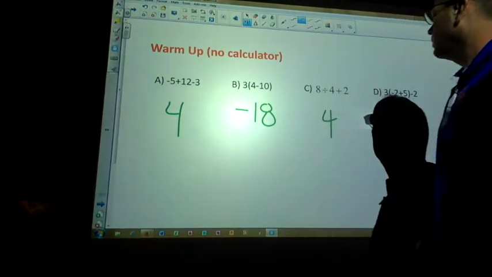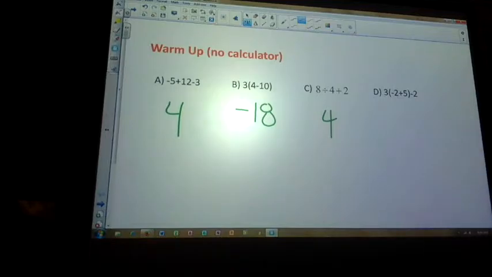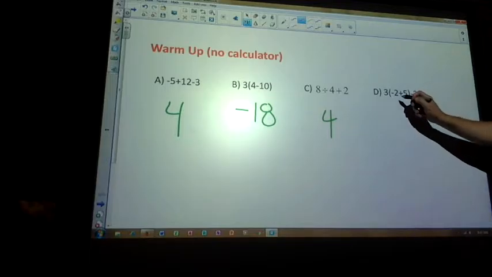4. Okay. Letter D, I could distribute the 3 over the parentheses first, or I could do the math that's taking place inside the parentheses first. So what is negative 2 added to 5? Positive 3. So I have 3 times 3 minus 2.